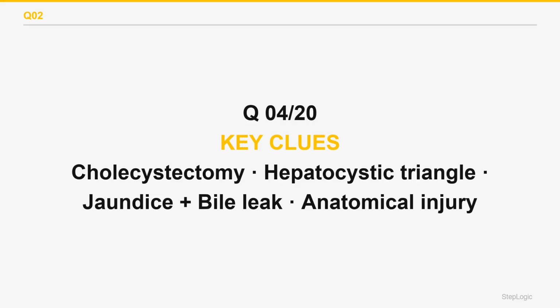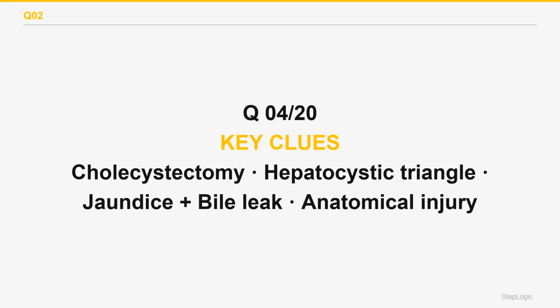The hepatocystic triangle of Calot is bounded by the cystic duct, the common hepatic duct, and the liver. The right hepatic duct can sometimes run anomalously low and close to the cystic duct, making it vulnerable during laparoscopic cholecystectomy. Transecting the right hepatic duct would explain both findings: jaundice from impaired drainage of the right lobe, and bile peritonitis from the open duct.